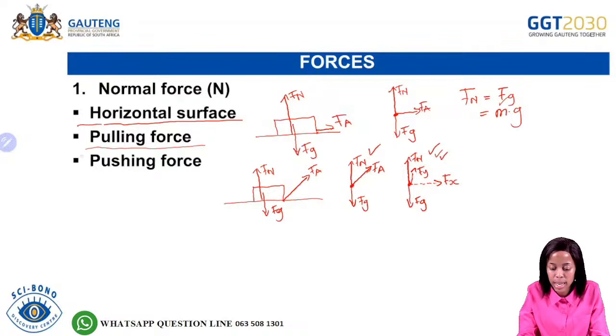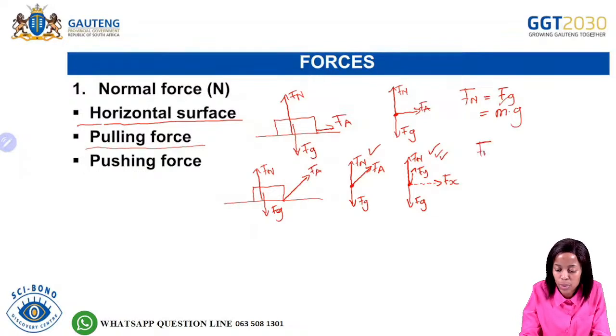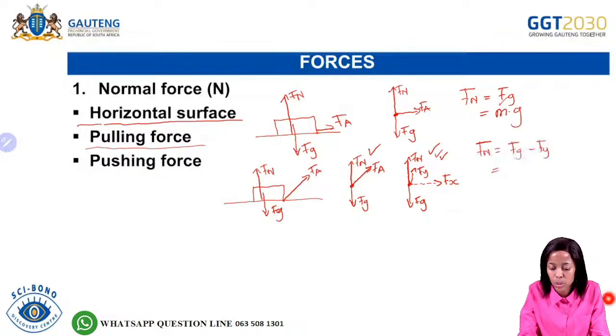So what then is the formula? How would you then represent the formula of the normal force if you have a pulling force? So it would be Fn is equals to what? Fg minus what? Minus Fy. So it means that your Fy in this case, it represents your what? Your component. So you would then have to break down the formula, which is then what? Mg minus what? F sine theta.